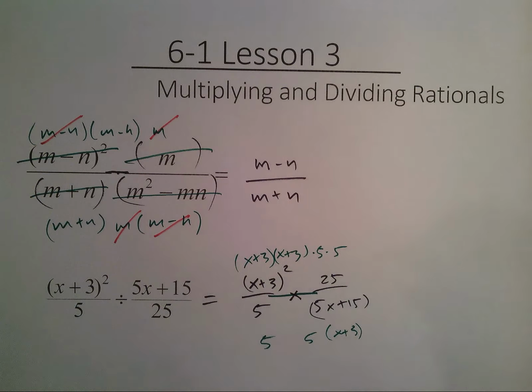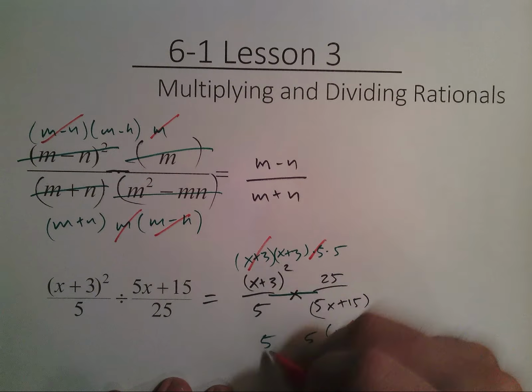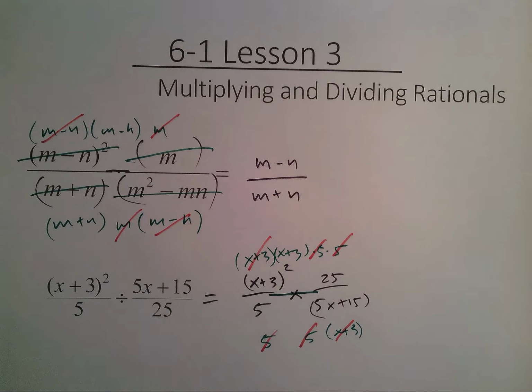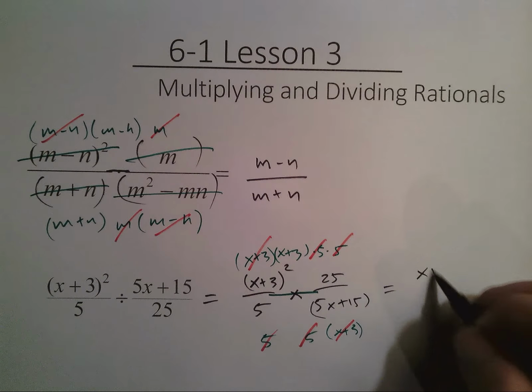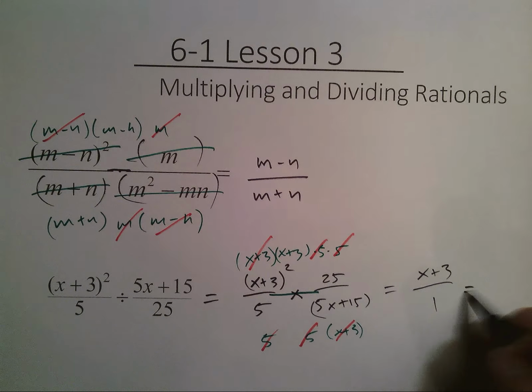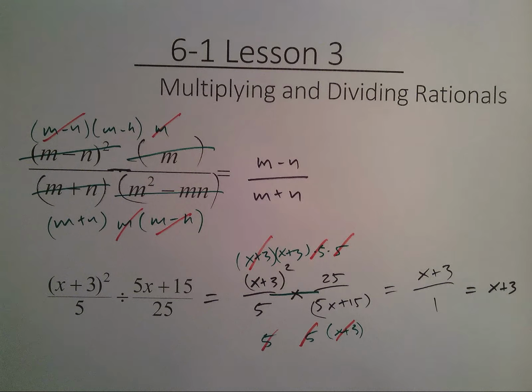Oh look, I can cancel out everything that is the same. And remember, if everything cancels out, you're left with 1. So this is x plus 3 over 1. In other words, it's just x plus 3.